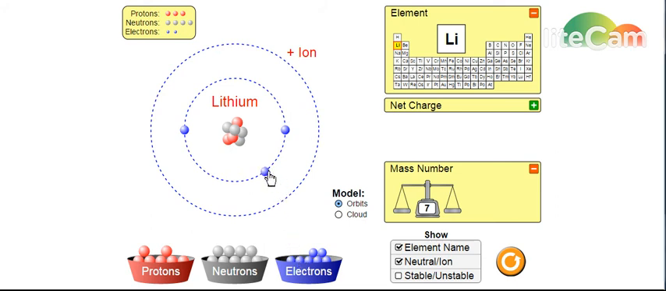But notice, when I try to put that electron in the inner shell, it won't stay there. That's because the inner electron shell only holds 2 electrons. The third electron has to go in the next electron shell. And now we've completed our lithium atom. It's got 3 protons, so it's lithium. It's got 4 neutrons to make it weigh 7. And it's got 3 electrons to match its 3 protons.